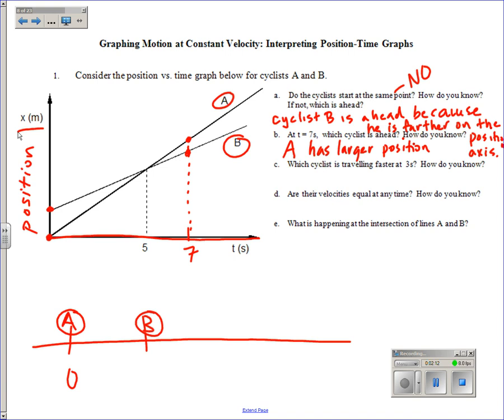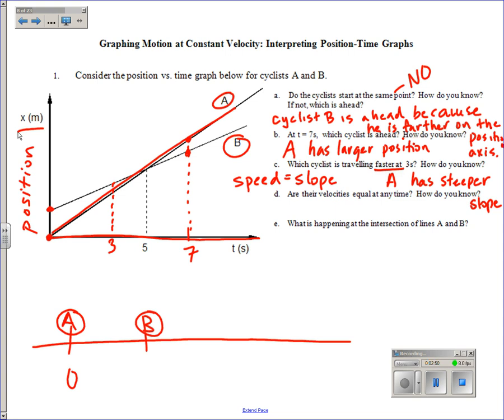Which cyclist is traveling faster at 3 seconds? Now I could try to employ the same kind of technique, look at 3 seconds, but faster implies speed. And speed is actually indicated by slope. So it is the cyclist with the steeper slope that will have the faster speed. And the steeper slope would be cyclist A. Cyclist A has a steeper slope.